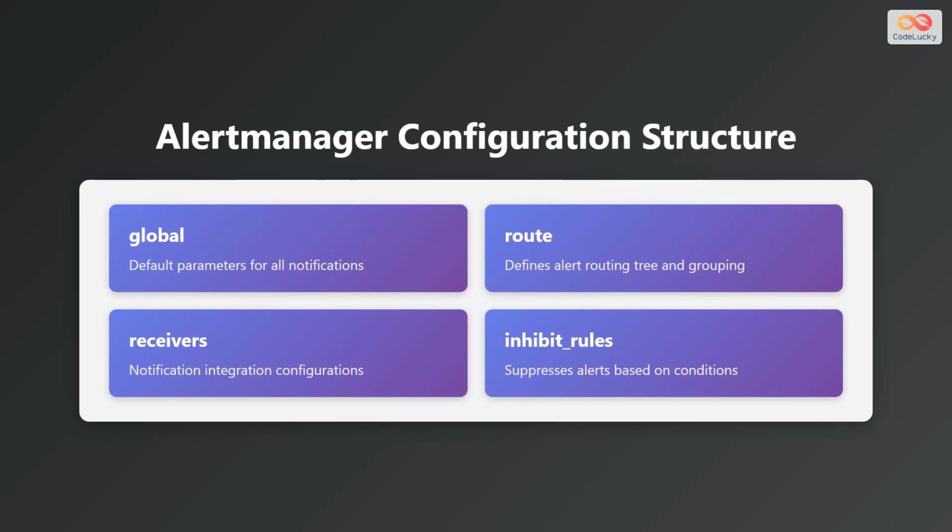The receivers section contains the actual notification integration configurations, where you specify how to connect to services like Slack, email, or PagerDuty. Finally, the inhibit rules section allows you to suppress certain alerts based on conditions. For example, you might suppress node-level alerts when an entire cluster is down.